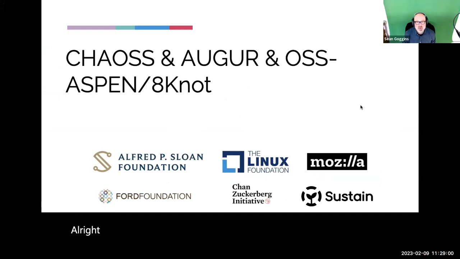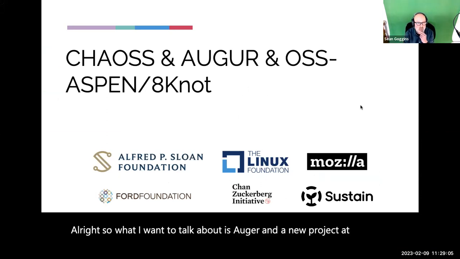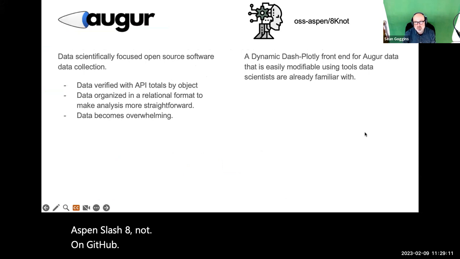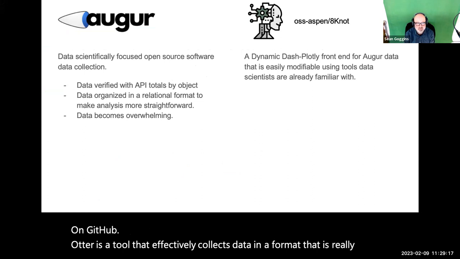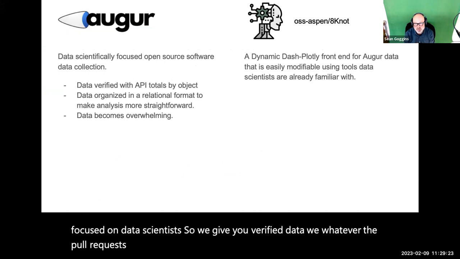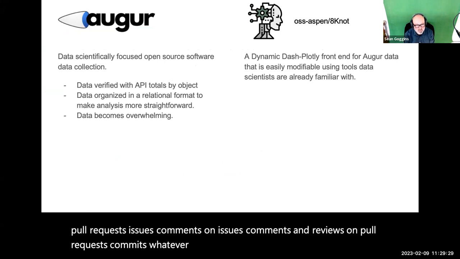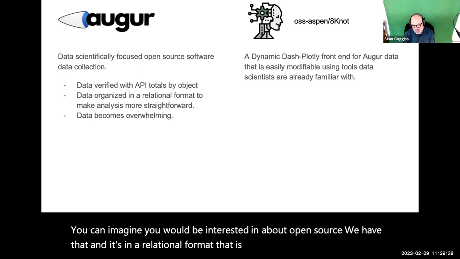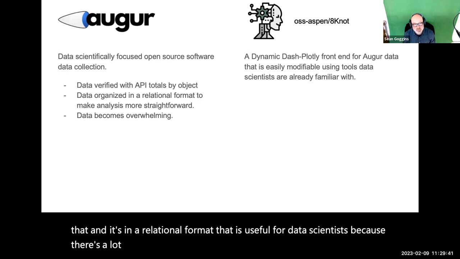So what I want to talk about is Augur and a new project, OSS Aspen 8.0, on GitHub. Augur is a tool that collects data in a format focused on data scientists. We give you verified data: pull requests, issues, comments on issues, comments and reviews on pull requests, commits, whatever data you can imagine about open source. It's in a relational format, so data scientists have to do a lot less carpentry.